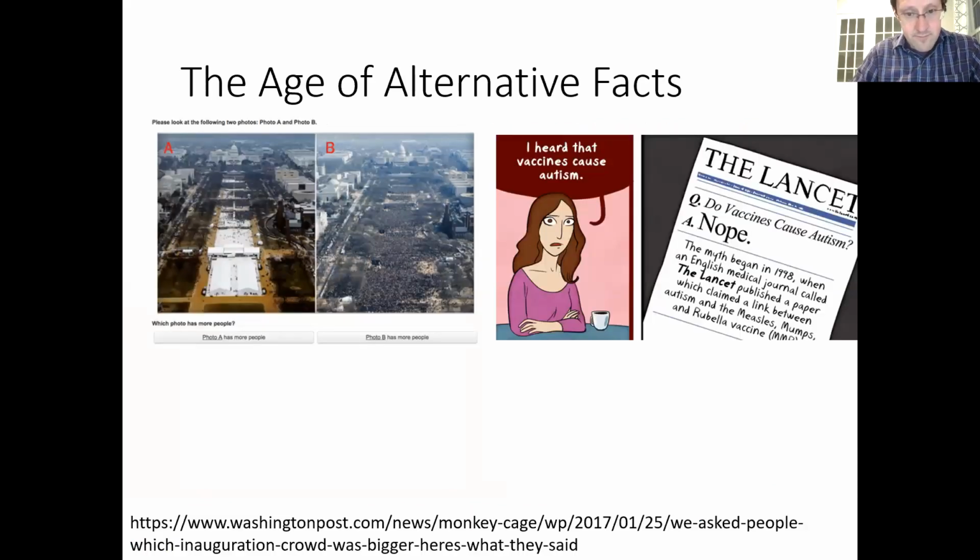Another example of how society interacts with statistics and data is what I have here, the age of alternative facts, where one of the Trump spokespeople, Kellyanne Conway, in reference to the pictures on the left, these, and I'll get to them shortly, basically said Trump was not lying, he was giving alternative facts, which then became a buzz phrase for a while.